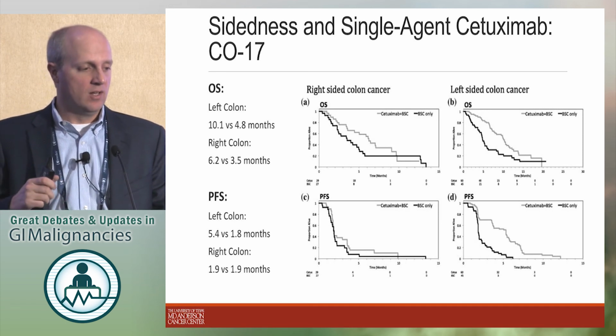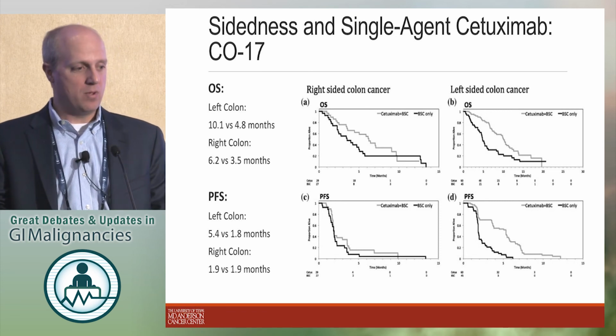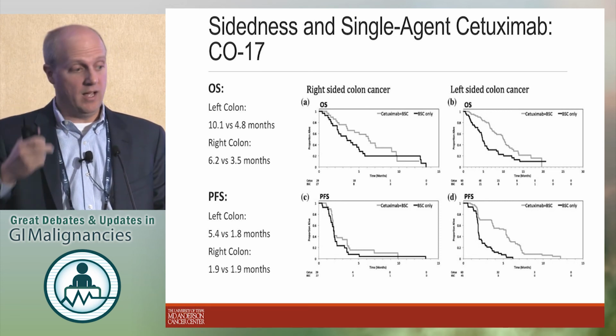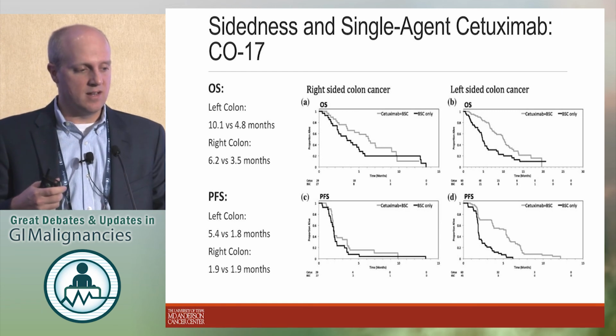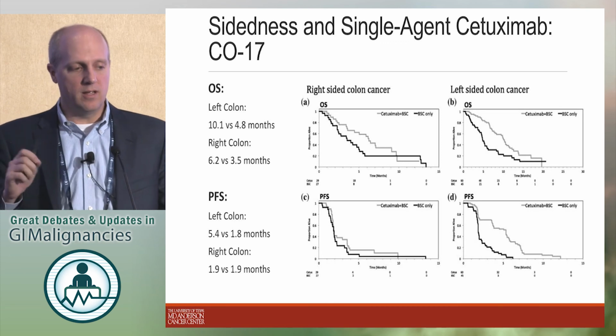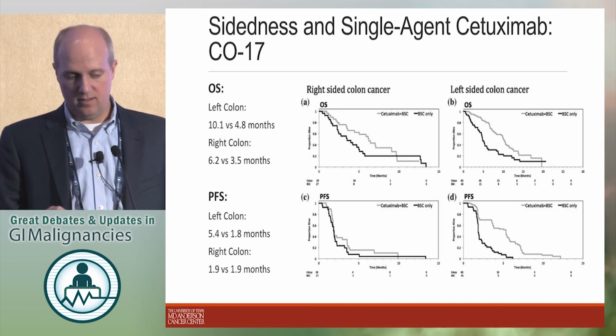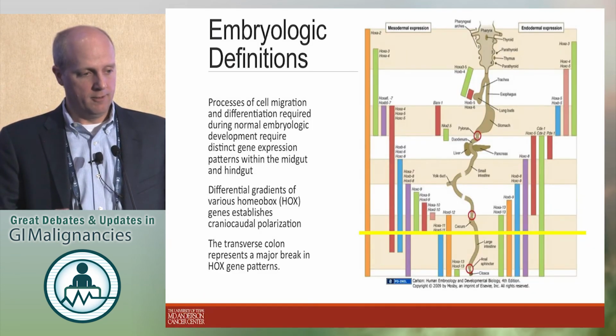And the PFS, again, looks just like the KRAS result, right, where the PFS curve on the bottom left in a right-sided colon is really overlapping. Now, these are small numbers. We've sliced it up, and we're down to 30 per arm. But I think it's really interesting, suggesting this is a line-independent effect. And then just finally reiterating the 80405 data.